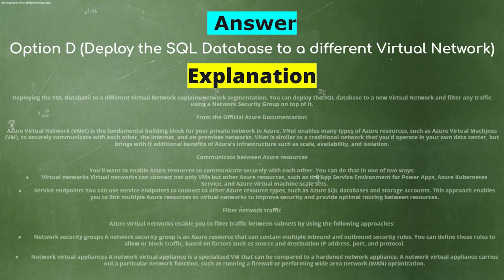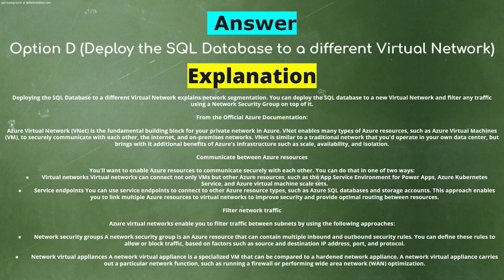Explanation. Deploying the SQL database to a different virtual network explains network segmentation. You can deploy the SQL database to a new virtual network and filter any traffic using a network security group on top of it. From the official Azure documentation, Azure Virtual Network (VNet) is the fundamental building block for your private network in Azure. VNet enables many types of Azure resources, such as Azure virtual machines, to securely communicate with each other, the internet, and on-premises networks.